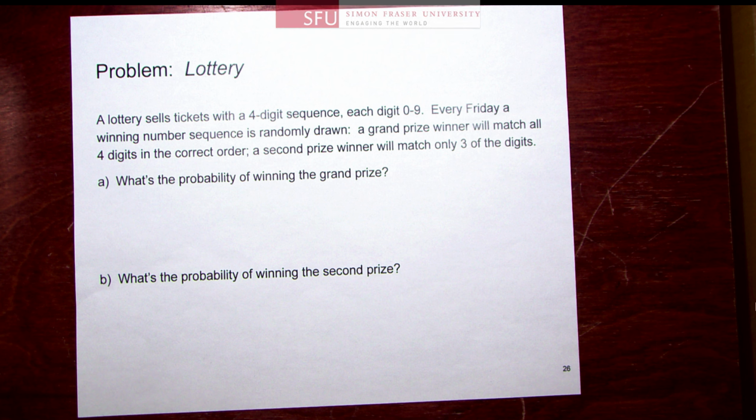This is later slides, but this is okay. I think we can handle this problem now. Lottery. Some of you have looked at this, and let's look at it all together if we haven't. The lottery sells tickets with a 4-digit sequence, so the digits 0 through 9, 4 of them. Every Friday, a number is drawn, and if you match 4 out of 4, you win the grand prize. If you match 3 out of 4, you win second prize. So what's the probability of winning each of those?